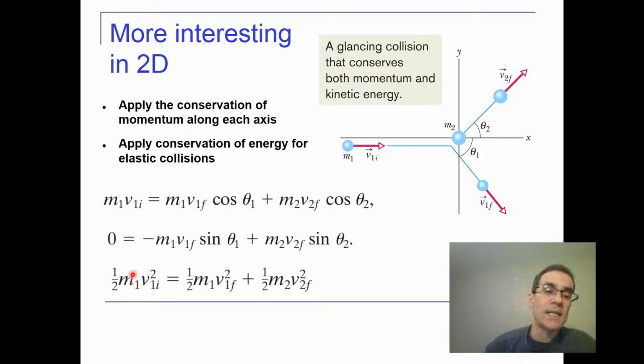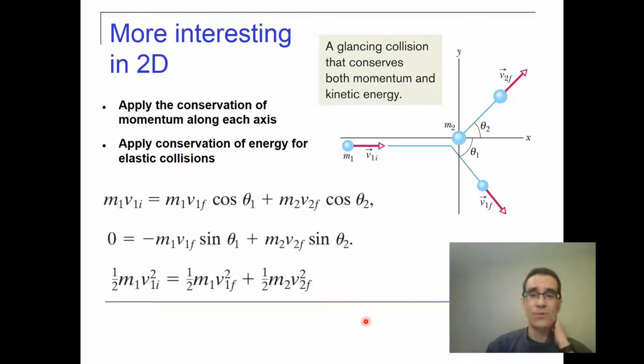Notice that this equation for energy is a scalar equation. There is no angle here because energy is not a vector, right? It's a scalar, so this equation is a little simpler. These 2 equations came from the conservation of the linear momentum, which is a vector quantity. Okay? Now, with these 3 equations, that's basically the essence of what you need to solve any problem of collisions in 2 dimensions.